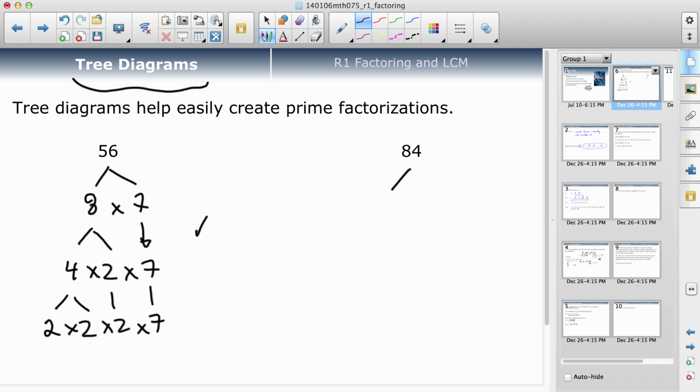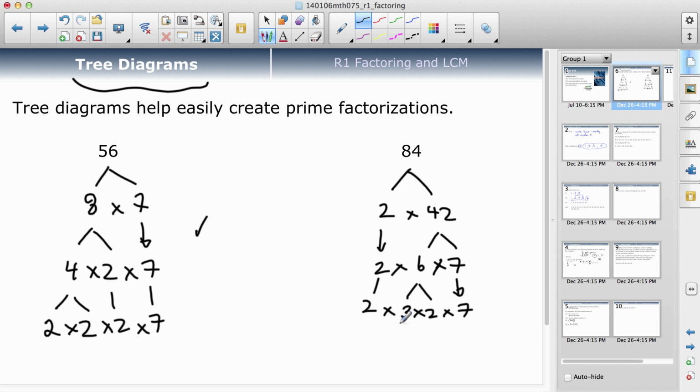Here's another one, 84. I don't know, maybe 2 times 42. Yeah, that would work. And then 42 is not prime. I can separate that to 6 times 7. Oh, I got to bring this 2 down. So 2 times 6 times 7, that's 84. 7 is prime. 6 isn't prime. So I can break that one down. 6 can be broken down into 3 times 2.